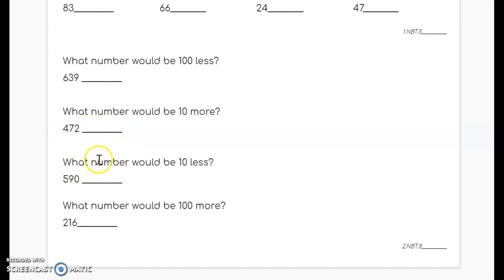The next question says, what number would be 10 less? Your number is 590. Think about what number would be 10 less than 590, and write it here on the line. And then your last question says, what number would be 100 more? Your number is 216. Use just your brain, find your place value, and tell me what 100 more than 216 is, and write it on the line. When you're all done, please turn it in.